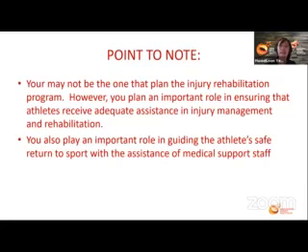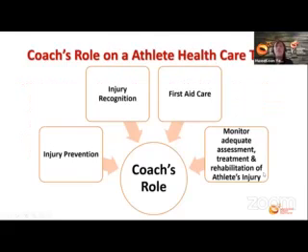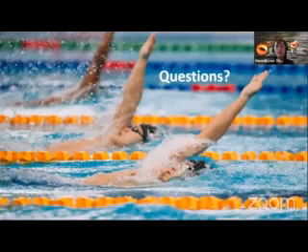So with that, I end my session by reminding everyone that you play an important role within the health of an athlete by having a role in injury prevention, injury recognition, first aid care, which is your acute care management, and that you also play an important role in the injury rehabilitation and the criteria to return to sport following their injury, right? With that, I end my session and I'll just open for questions.